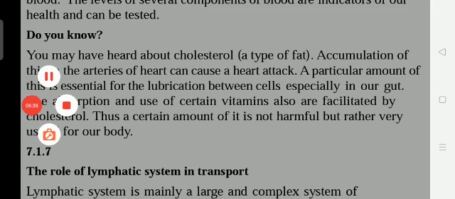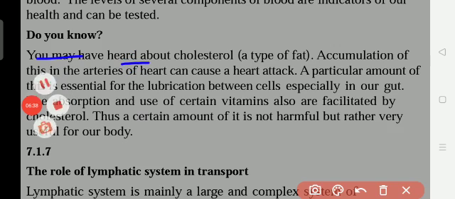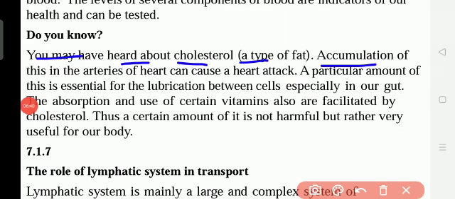Okay, so next one, now we are going to study the lymphatic system. You may have heard about cholesterol, a type of fat. Accumulation of this in the arteries of the heart can cause a heart attack because it will be blocking the blood circulation when the fat is there in the arteries.